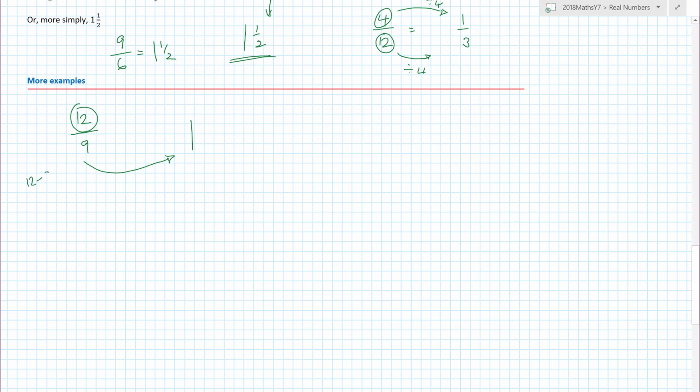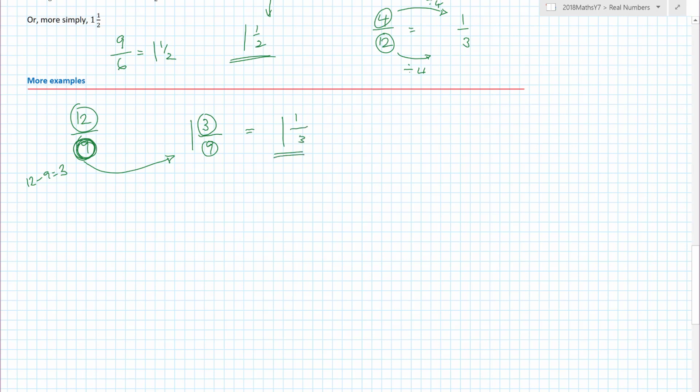Well, 12 take away 9 is equal to 3. So there's 3 pieces on the top out of. Well, in this case, if you remember, my pizza box will hold 9 slices to make a whole one. I can make this simpler because 3 and 9 are both in the 3 times table. So I divide the top one by 3.